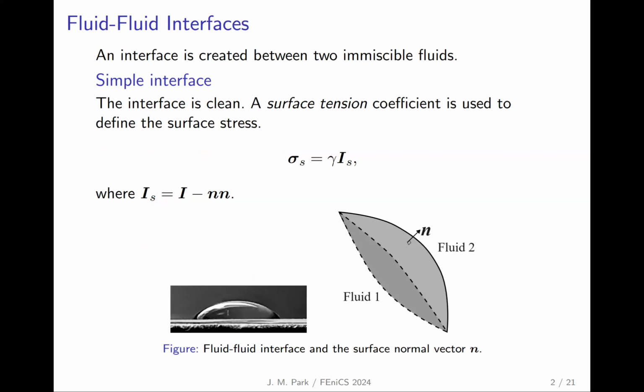When we have two immiscible fluids, an interface is created between them. For instance, when we have water and oil or water and air, we have an interface between them. When we don't have any molecules or particles on the interface, we say the interface is clean or simple. For such a simple interface, we have surface tension only as a stress on the surface, and that is described by that equation.